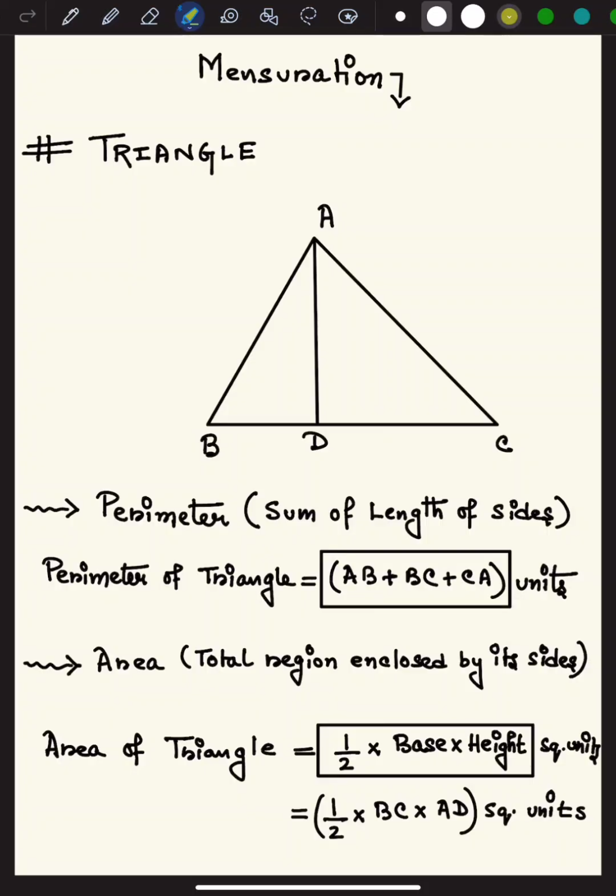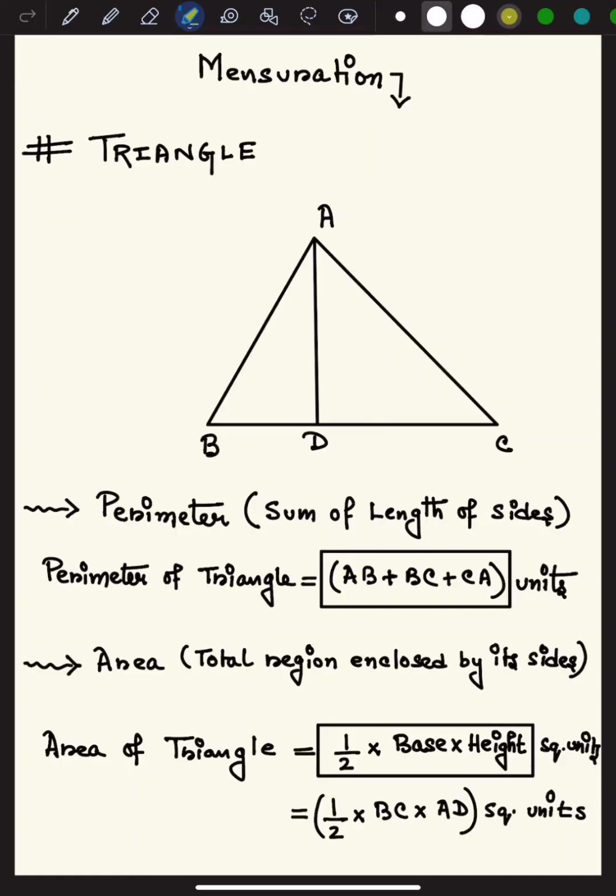Similarly, the area means the total region enclosed by its sides. That means if this is the triangle, then the total region enclosed by these three sides will be its area. So area of a triangle, the formula is half into base into height, square units. If we consider this as the base, then this will be the height, and height means the perpendicular height.